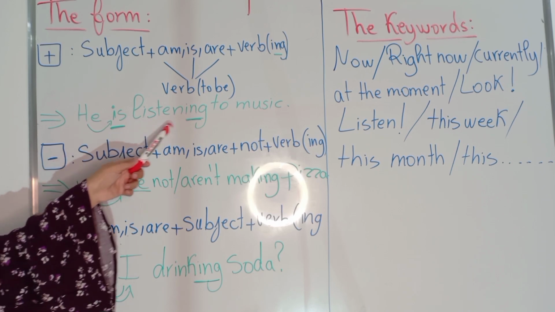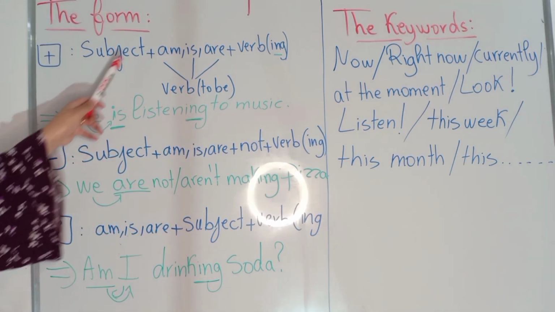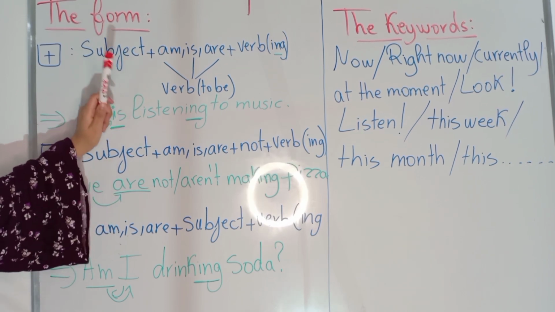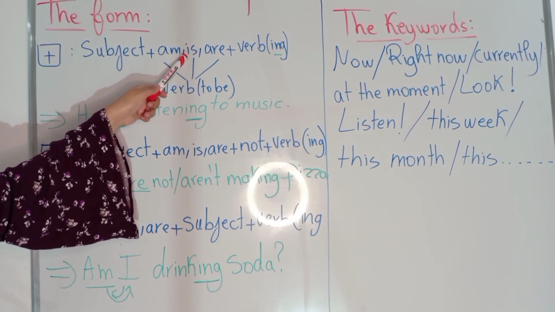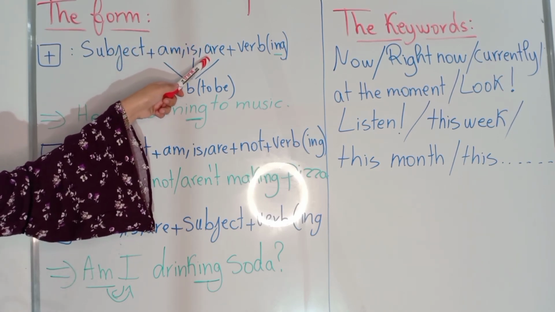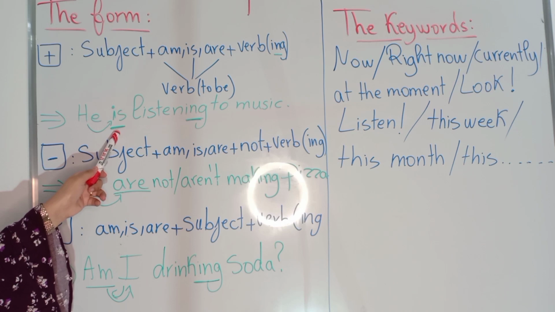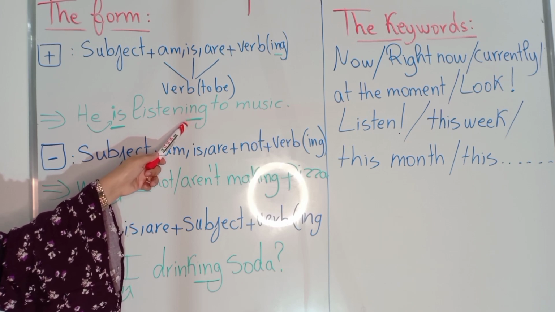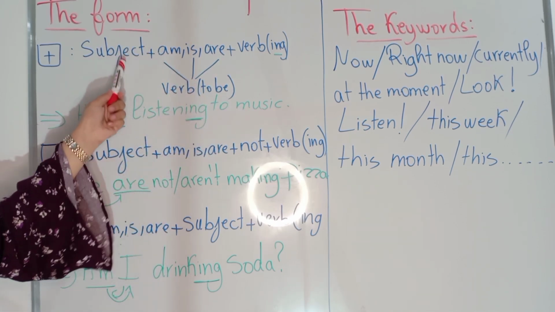He is listening to music. We use I with am, we use he, she, it with is. He is, she is, it is. And we use we, you, they with are. We are, you are, they are. So here we have he, we put is, and then the verb listen, we add ing at the end of the verb. He is listening to music. This is the affirmative form.